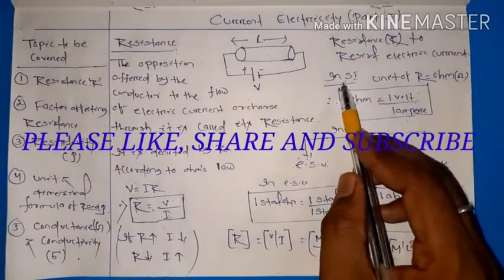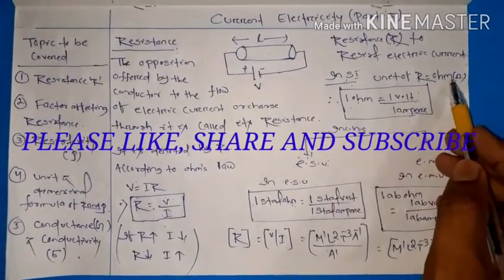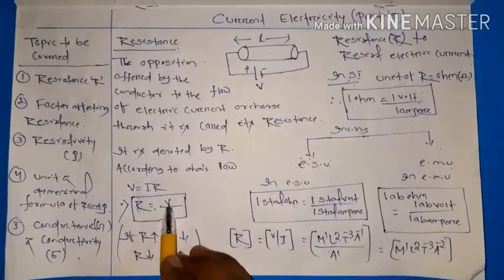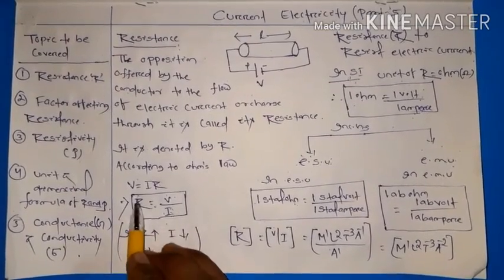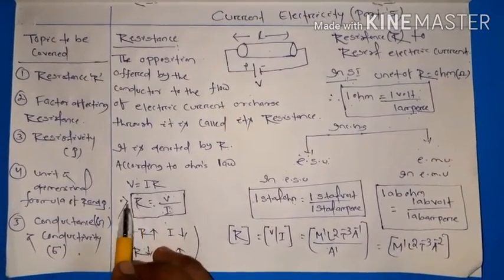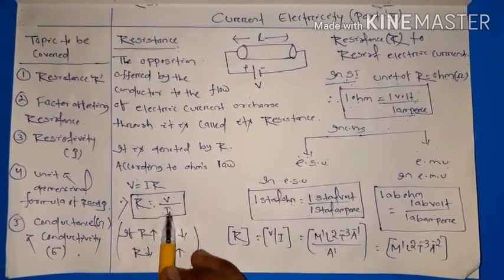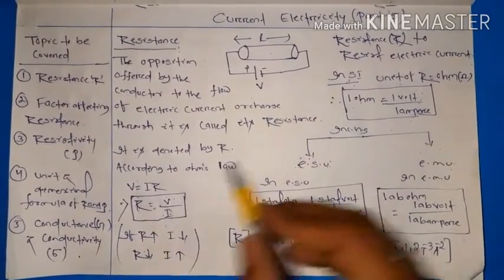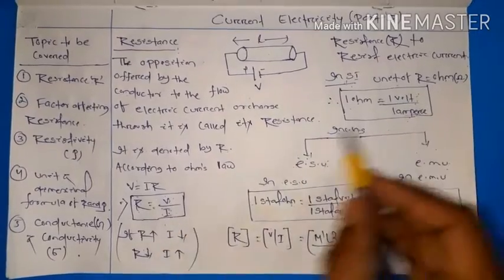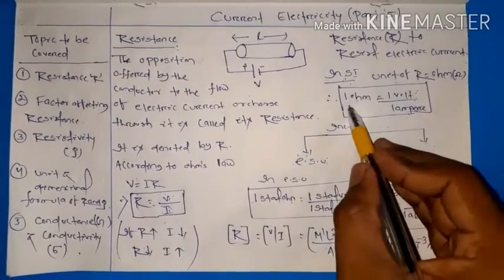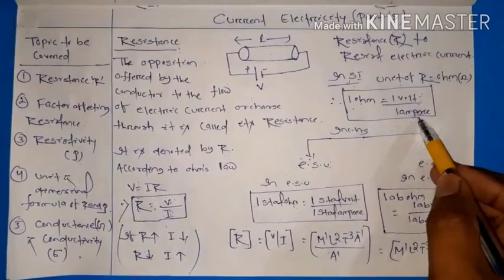In the SI system, the unit of resistance is ohm. As R is equal to V by I, with voltage in volt and current in ampere, 1 ohm is equal to 1 volt divided by 1 ampere.